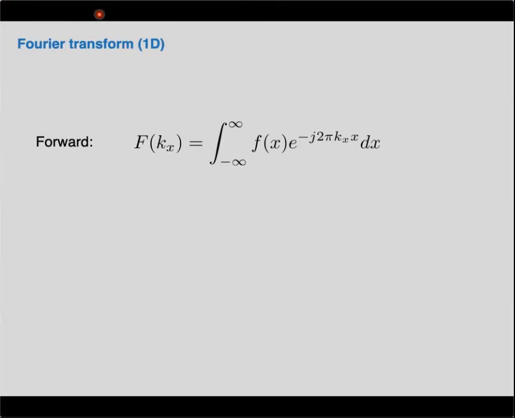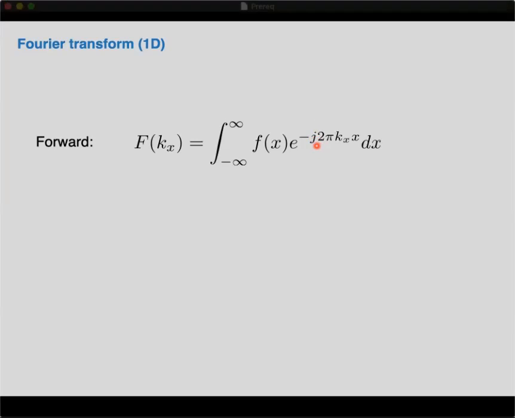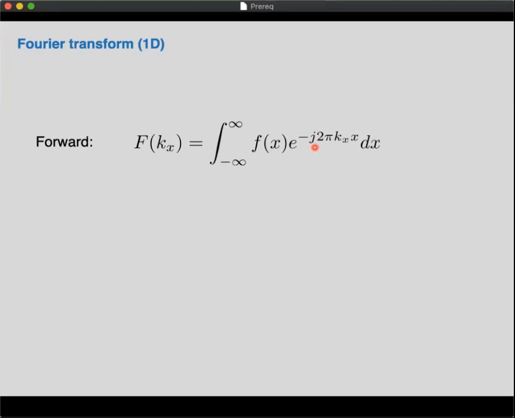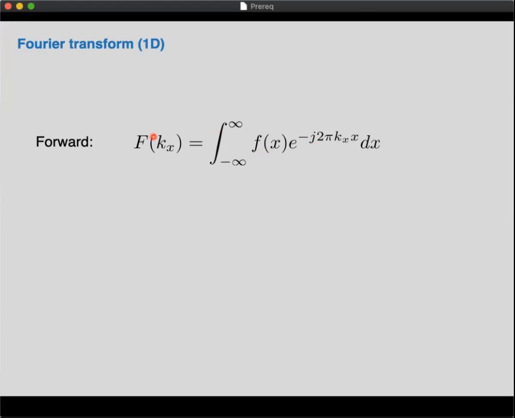So J in electrical engineering is an I in math. The reason that we sometimes use J in electrical engineering, and I put J here, but it could be an I for all intents and purposes, is not to confuse it with I for current, because that's really the only reason.